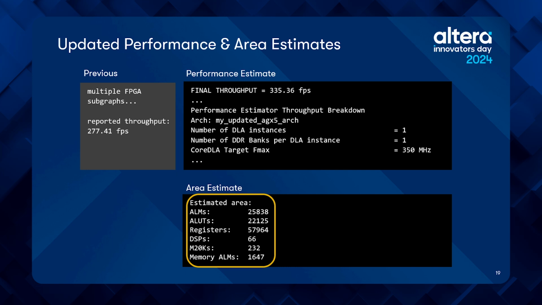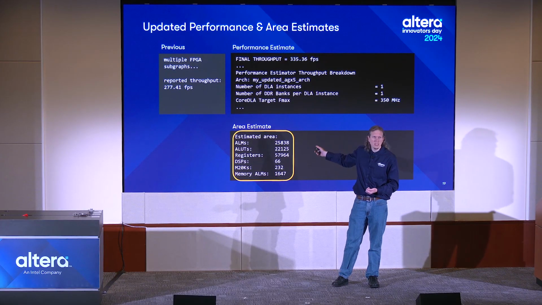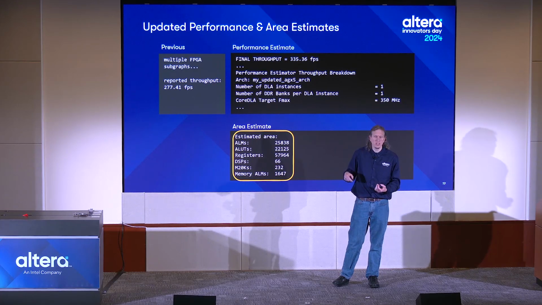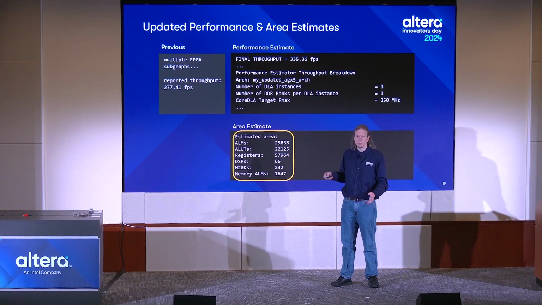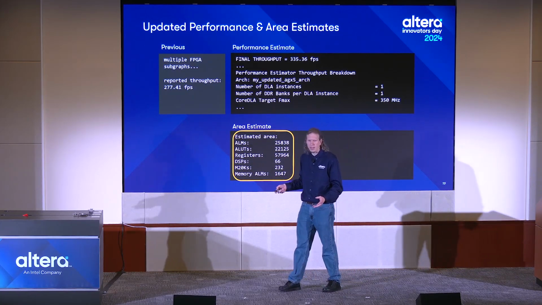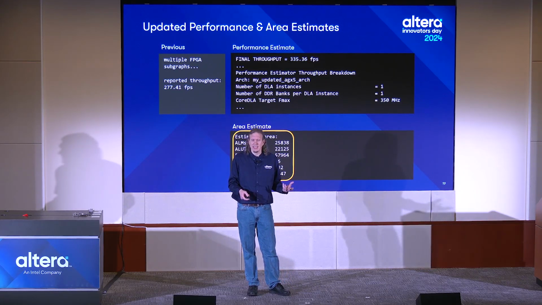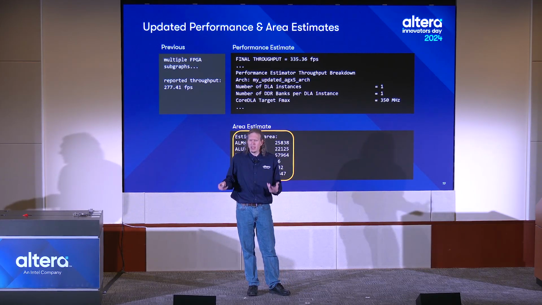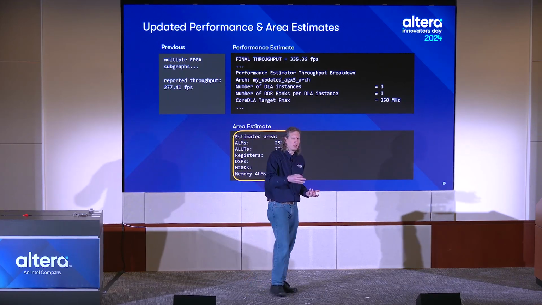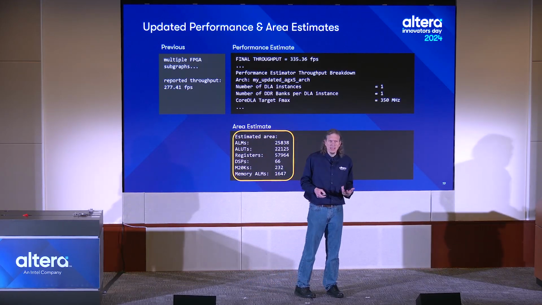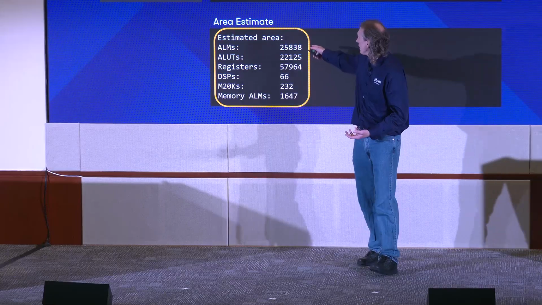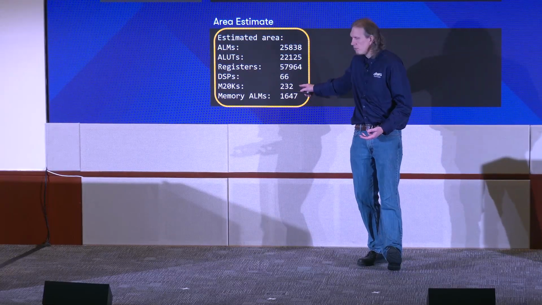The DLA compiler, based on the command line options we gave it, also performed an area estimate. This area estimate depends only on the configuration specified in the Arch file. It will not change regardless of which machine learning graph is given to the DLA compiler. In fact, if we had wanted, we could have asked the DLA compiler to perform an area estimate for us without even specifying an input graph. The key numbers in this area estimate are the ALM count, the DSP count, and the M20K count.